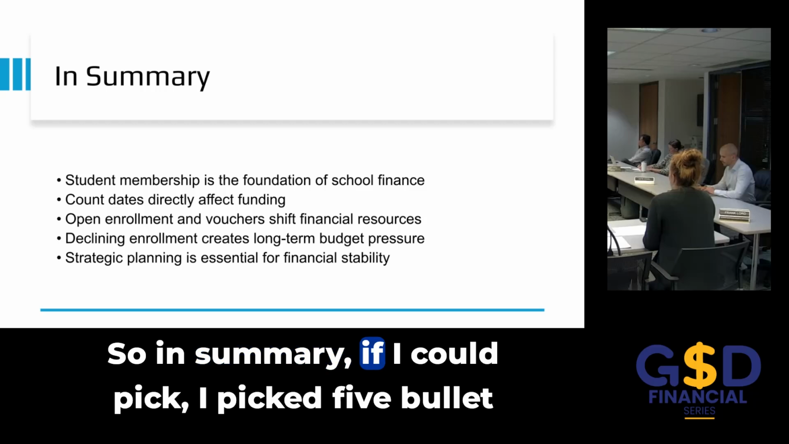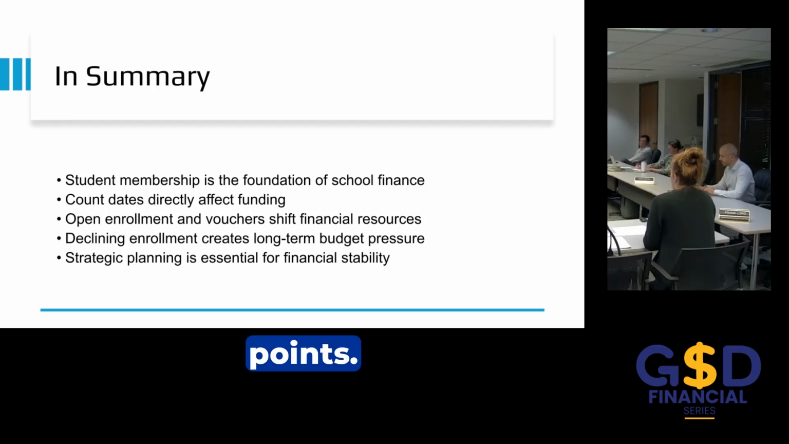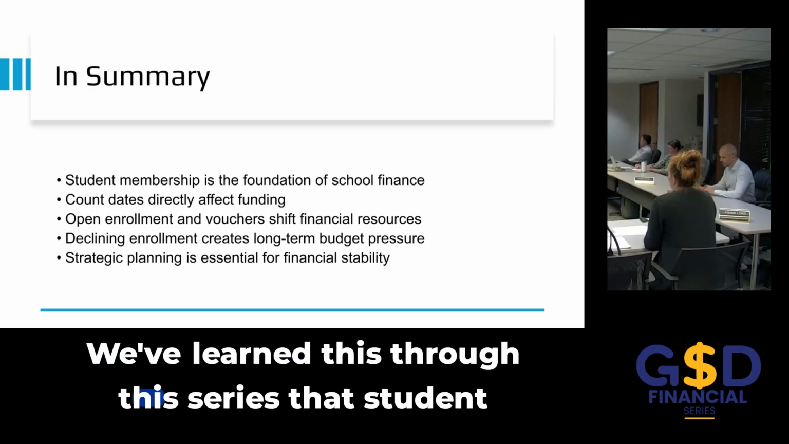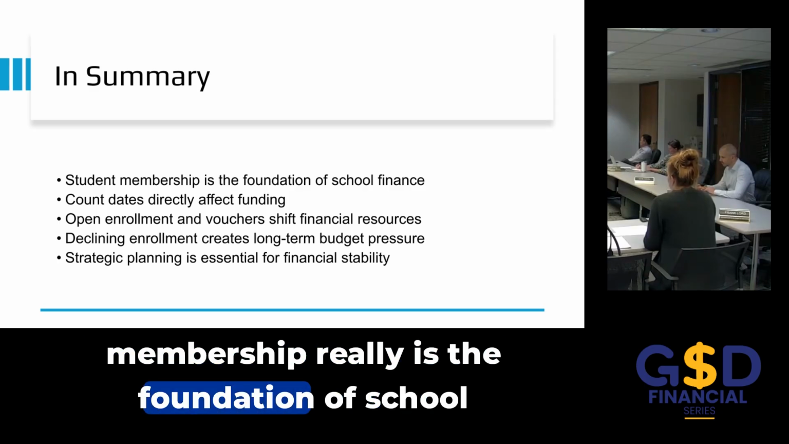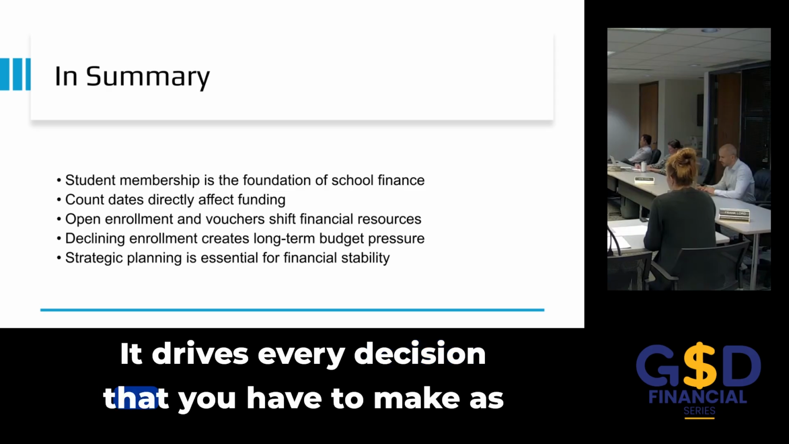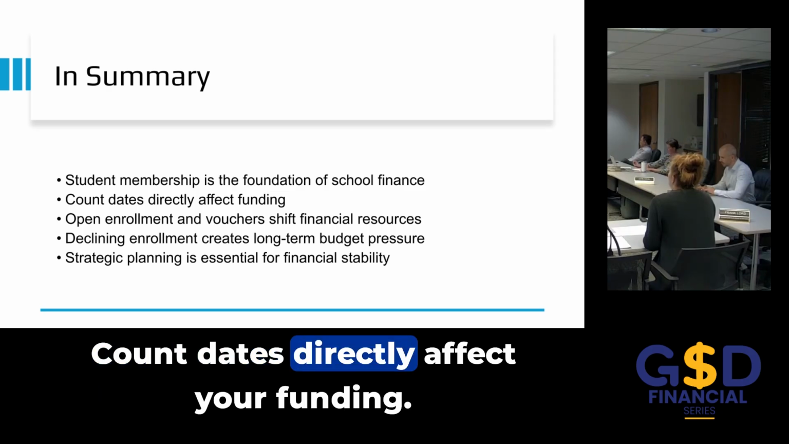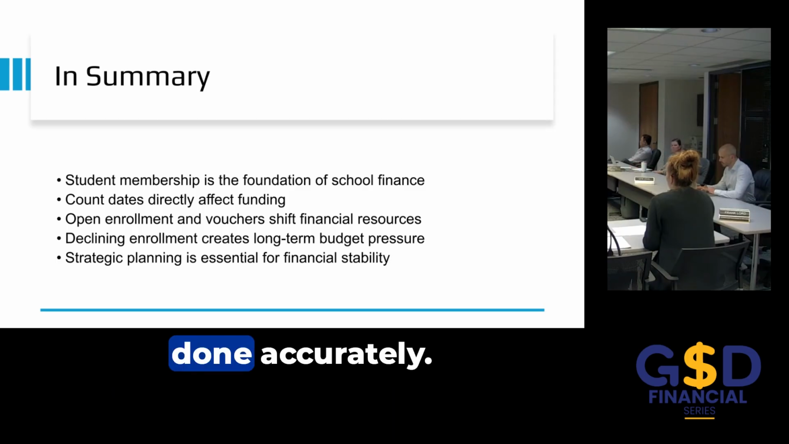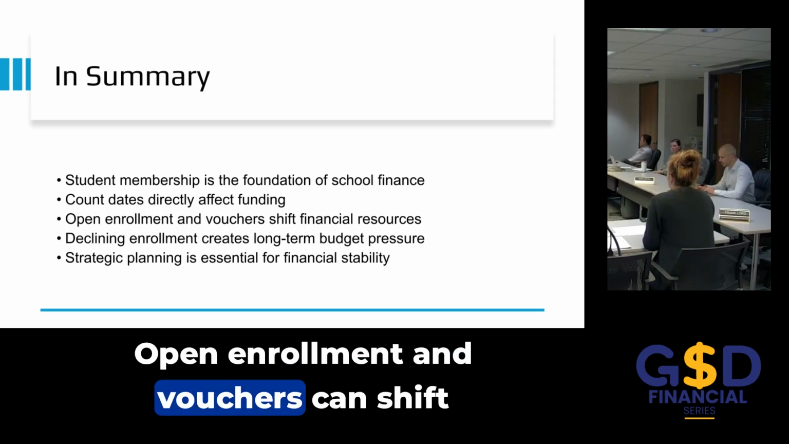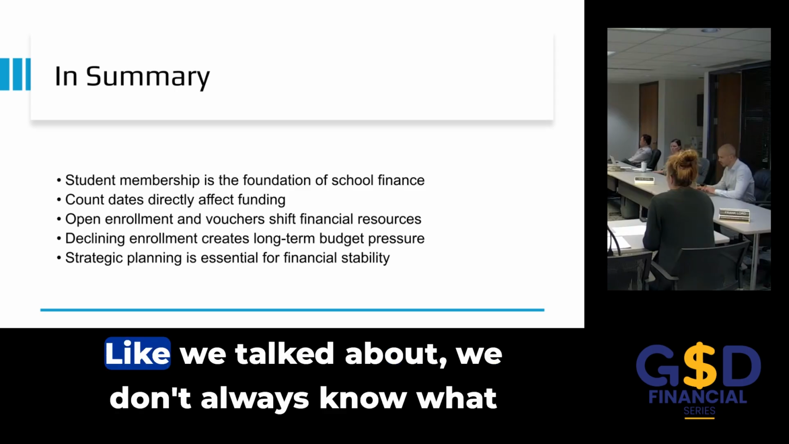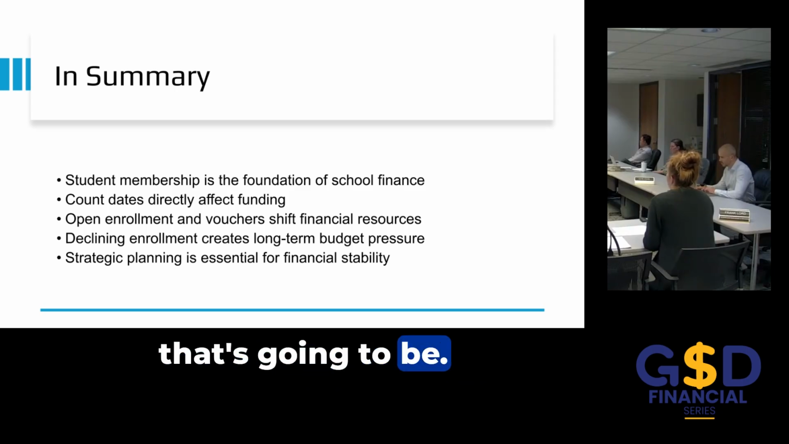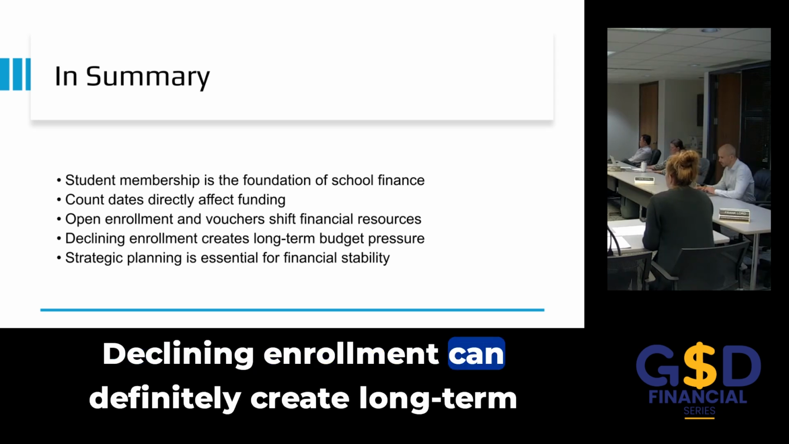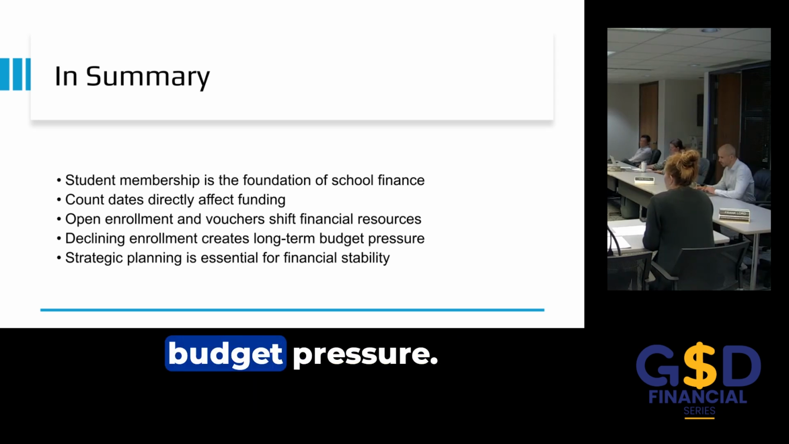So in summary, if I picked five bullet points. Number one, and we've learned this through this series, student membership really is the foundation of school finance. It drives every decision that you have to make as leaders. Count dates directly affect your funding, so it's important that those are done well and done accurately. Open enrollment and vouchers can shift financial resources. Like we talked about, we don't always know what that's going to be, so it can sometimes be a bit of a surprise. Declining enrollment can definitely create long-term budget pressure.